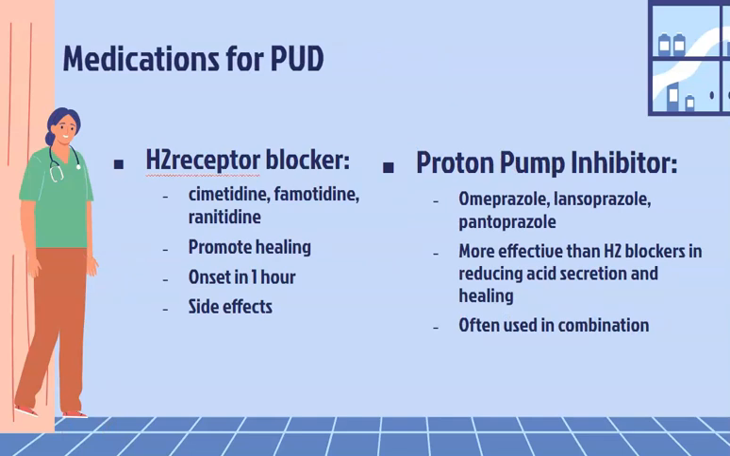Specific medications that we talk about with peptic ulcer disease are going to be our H2 receptor blockers and our proton pump inhibitors. These are healing medications and are often used in combination. Depending on the severity of the peptic ulcer that is present, it might need more than one therapy in order to help manage it.